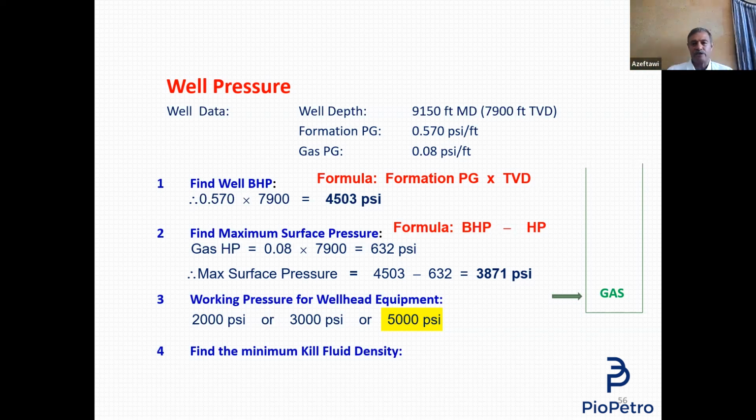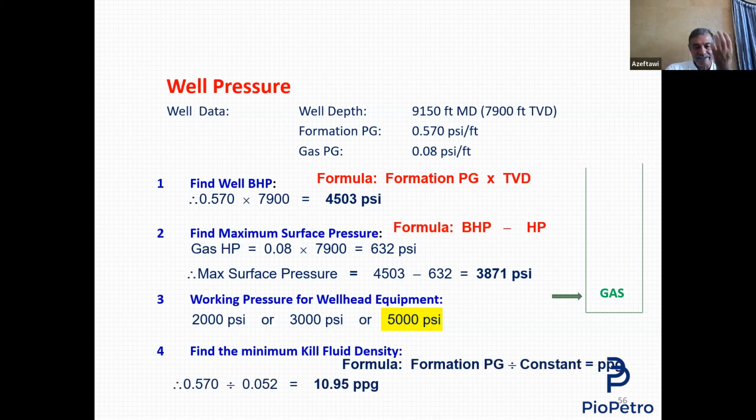Is there a relation that combines density and pressure gradient? Oh yes, we have. We have this formula that says pressure gradient is density times a constant. In this formula, we have one unknown, which is the density. So divide the pressure gradient by the constant and it will get you the density, which is 10.55.